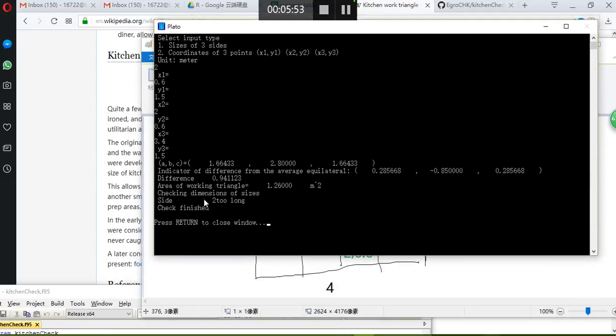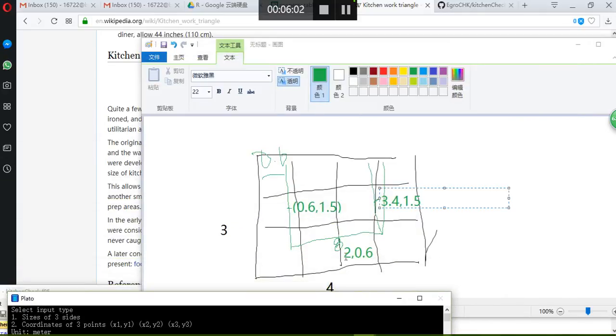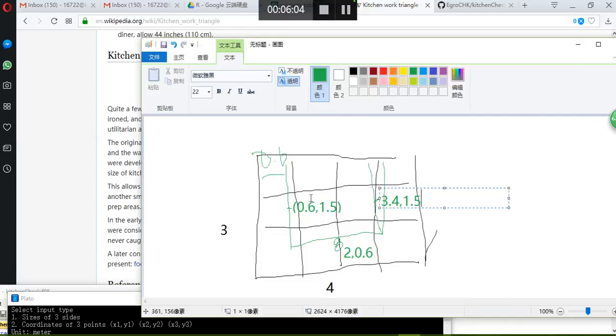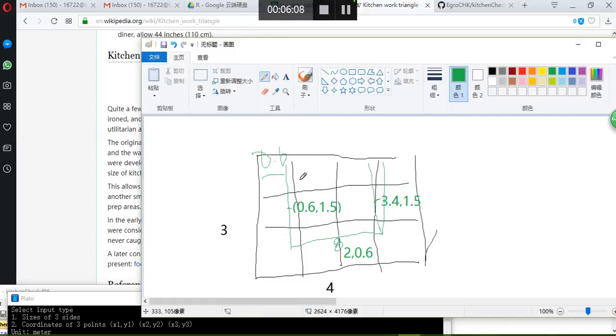It tells us that size 2 is too long, which is side B, the opposite side of the second point, which is this line. That line needs to be shortened.